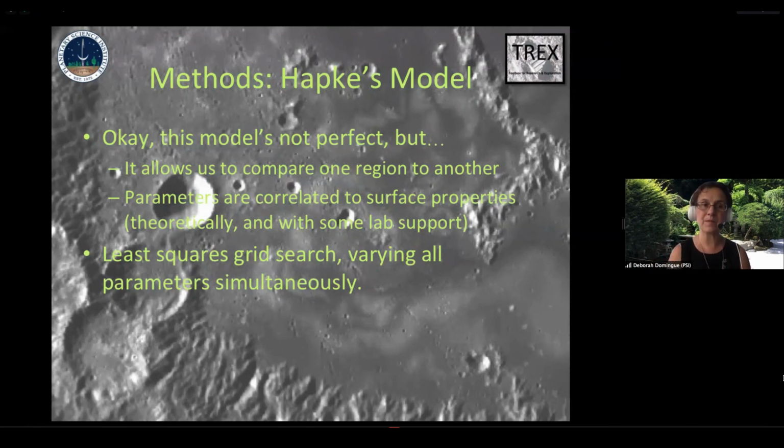In the lab, we've shown that the parameters aren't uniquely just this property and this property alone. So when we interpret their values, we keep in mind what the laboratory tests have shown us, that different physical structures can impact the parameter value. So you need to keep those in the back of your mind. We just did a simplest approach, least squares grid search. We varied all the parameters simultaneously.